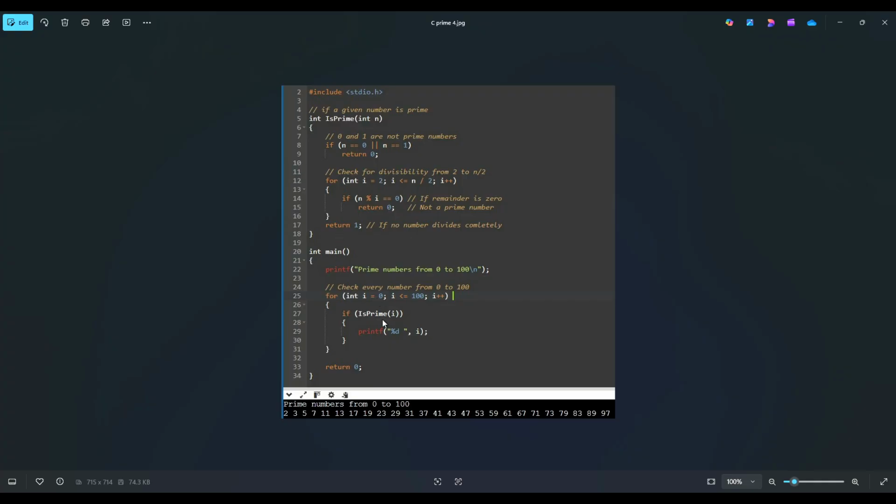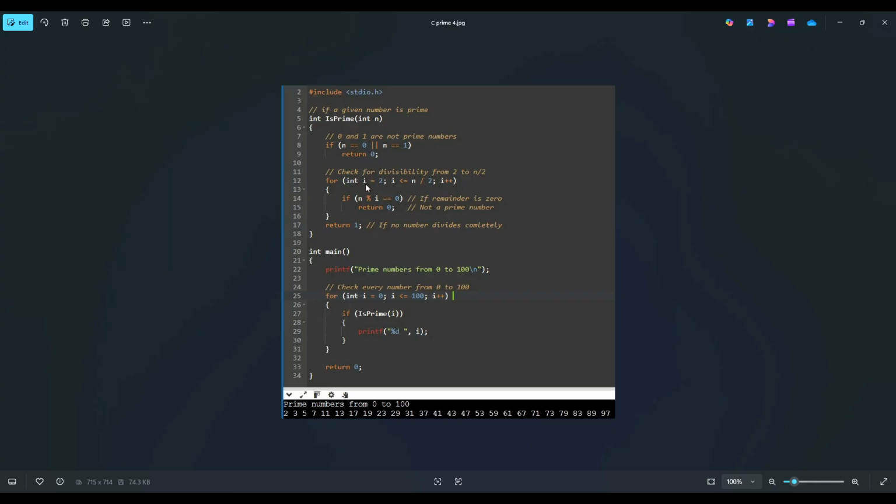Say for example it sends numbers from 0 to 100. First it checks for 0. It checks for 0 and 1 to see if they are not prime numbers. So that returns 0, which means it won't print this. Then it comes here where n is equal to 3.